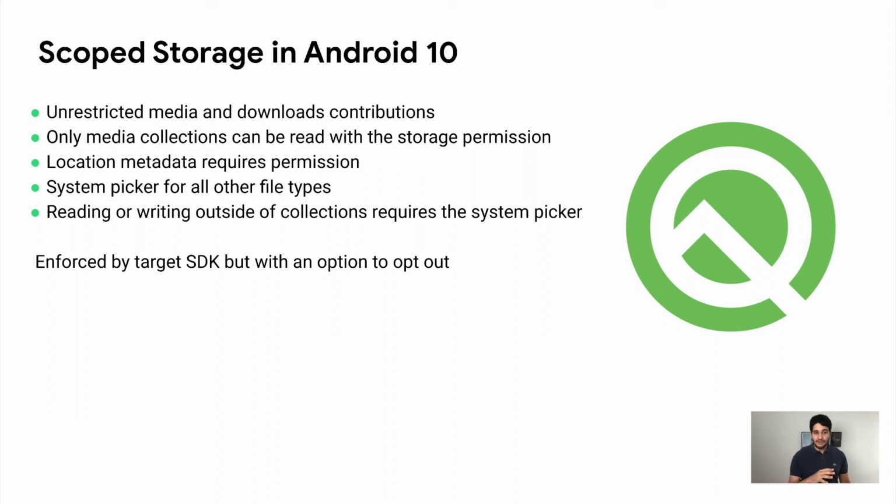And the system picker is the default way to access all the other non-media files. So the document can be a CSV, PDF, or more. And finally, to read or write outside of your collection requires the system picker. So again here, if you want to add a file that is not a media file or not within the download folder, if it's a specific folder you want to create, or files like a zip file you want to add somewhere else in the Android storage, you have to use the storage access framework and ask the user to put it where they want them to put.